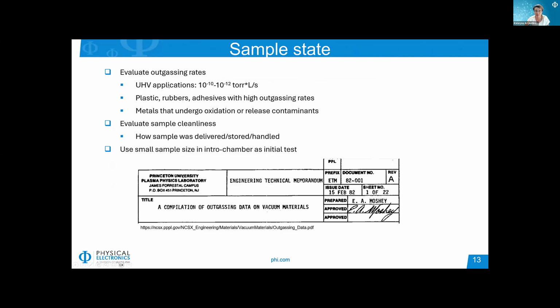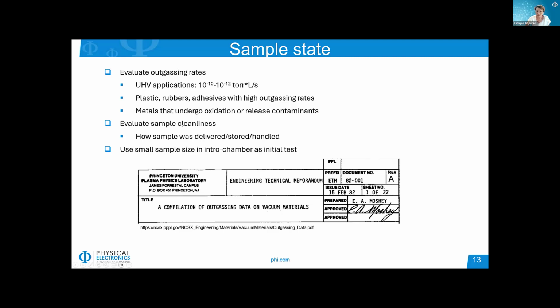In terms of sample outgassing rates, for UHV applications the recommended outgassing rates are between 10 to the minus 10 and 10 to the minus 12 liters per second. There are some plastics, rubbers and adhesives with high outgassing rates. Some metals may undergo oxidation or release contaminants. There are reference books that you can find online with outgassing data. This is one of the older publications that I found just by using search, a PDF file that has some of the outgassing rates.